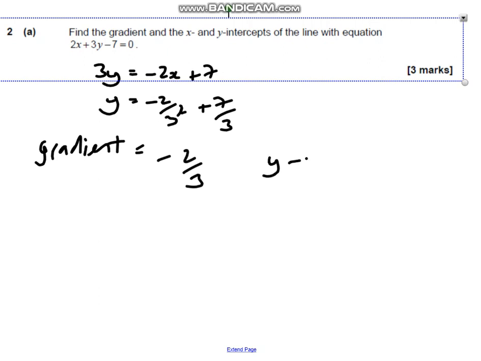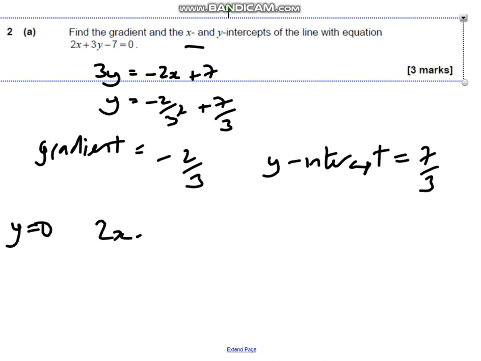The y-intercept, well, that's going to be equal to 7/3. Now the x-intercept, because it says x and y-intercept, so don't miss out that one. The x-intercept is going to be when y is equal to 0. It'll probably be easier to go from the original equation here. So if we put y is equal to 0, then we're going to have 2x minus 7 is equal to 0, which will easily solve to give us x, not y. x is equal to 7/2, or 3.5.